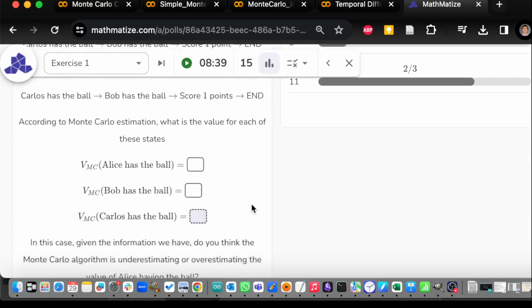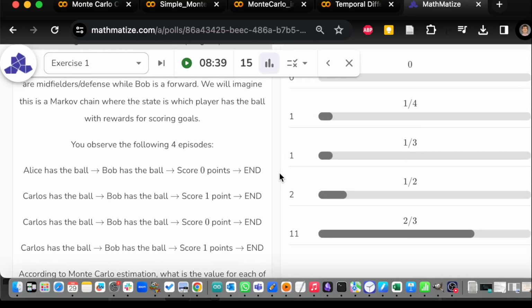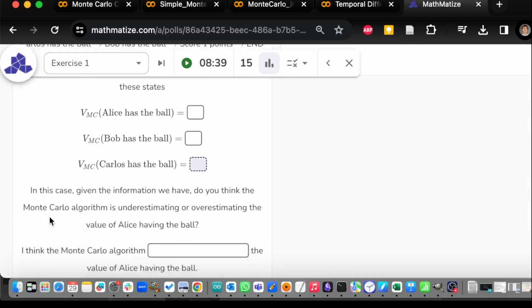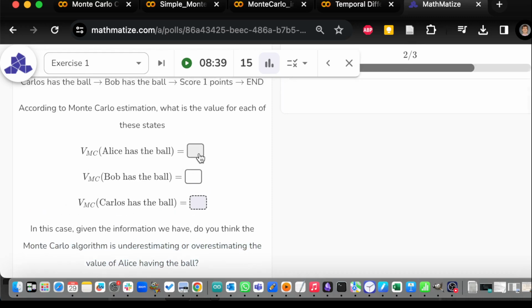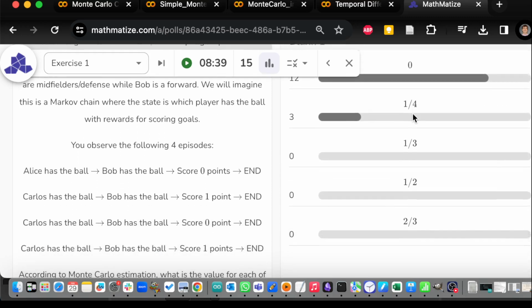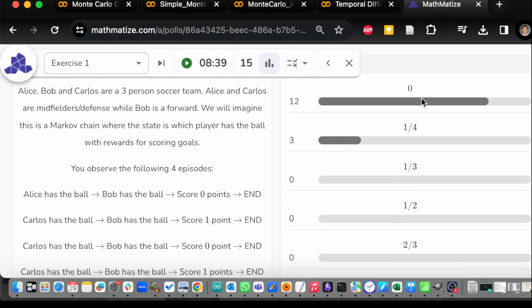That's a good warm-up. Today, what we are doing is we are going beyond the Monte Carlo algorithm, and to motivate what's going on, we're going to have this discussion of what we think about Alice. Do you think the Monte Carlo algorithm is underestimating or overestimating the value of Alice having the ball? So once again, the value of Alice having the ball, according to Monte Carlo, is literally the number 0. But now I want you to use your human judgment and tell me, do you think Monte Carlo is underestimating Alice or overestimating Alice or correctly estimating Alice?